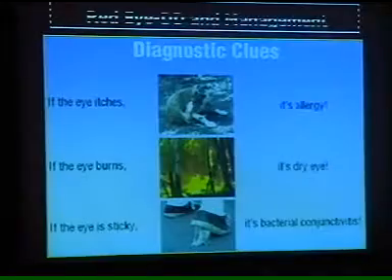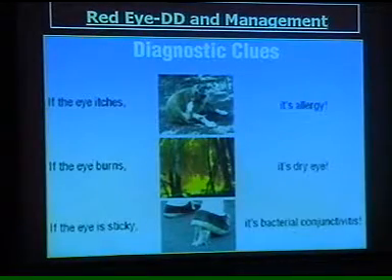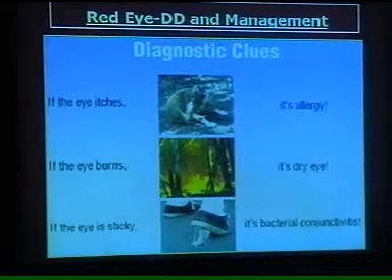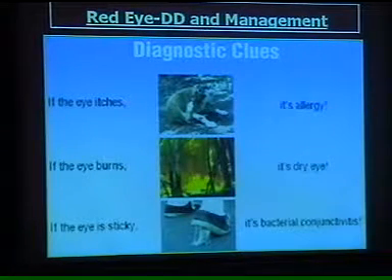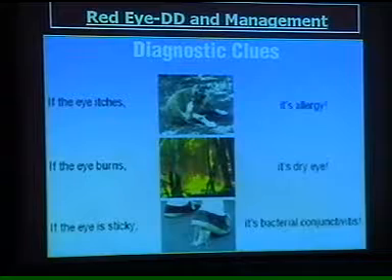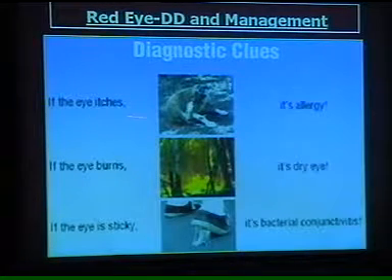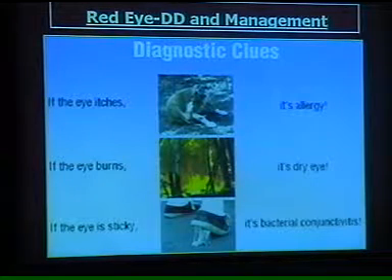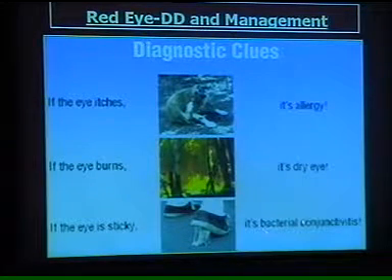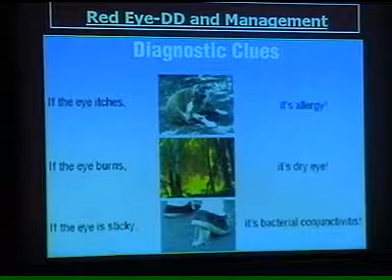Now, the pictures are for, I hope, photographic memory, which is the best memory. If the eye itches, it's the allergy. If the eye burns, it's the dry eye, and if the eye is sticky with discharge, it's bacterial conjunctivitis.